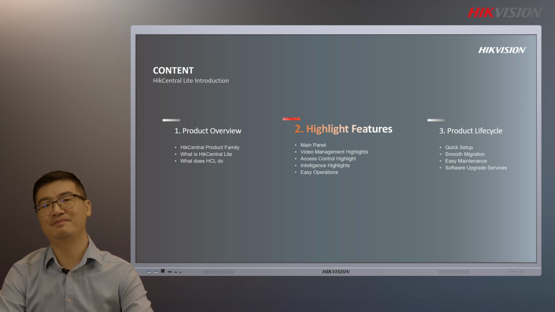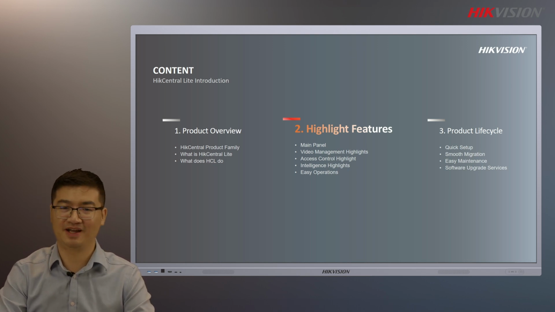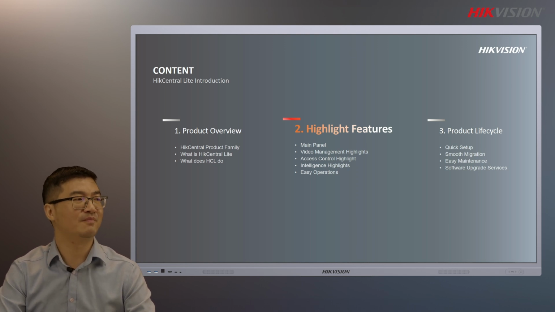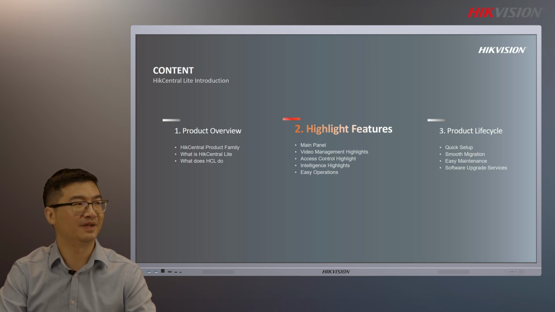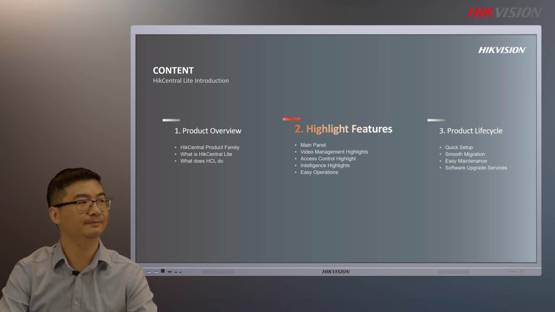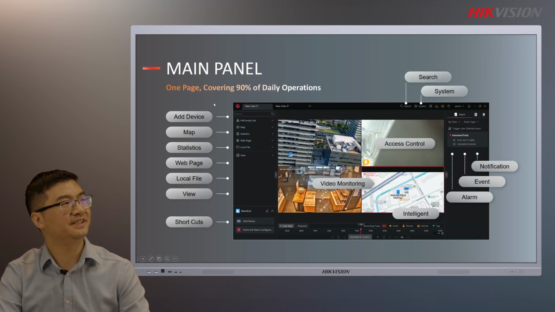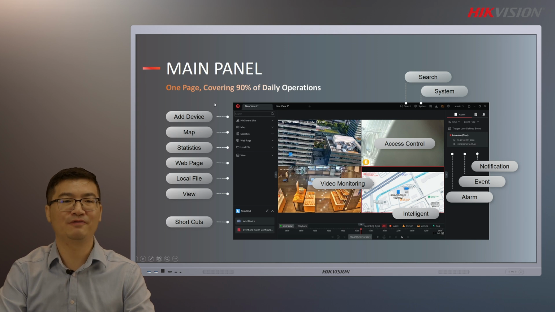Okay, now we have a basic understanding of HikCentral Lite. Next, we will dive into greater depth to highlight our features and core functionalities. We will talk about this part from the 5 main aspects, including main panel, video management highlights, access control, intelligence, and easy operations. So this is the main panel of HikCentral Lite.